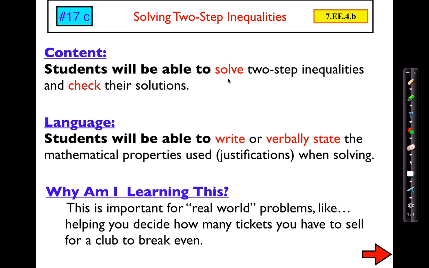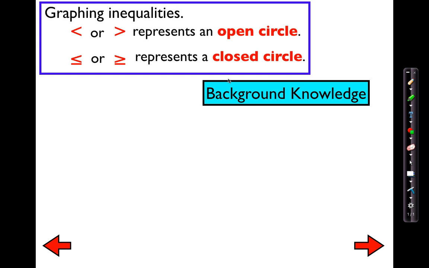Why am I learning this? Well, it's important for real-world problems like helping you decide how many tickets you have to sell for a club to break even. So first, let's just go over some background knowledge.